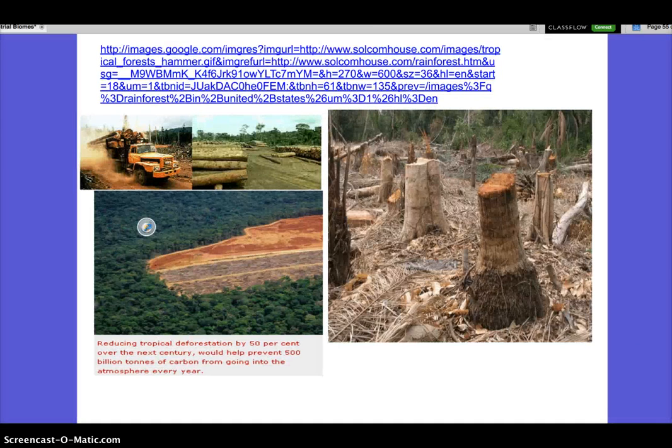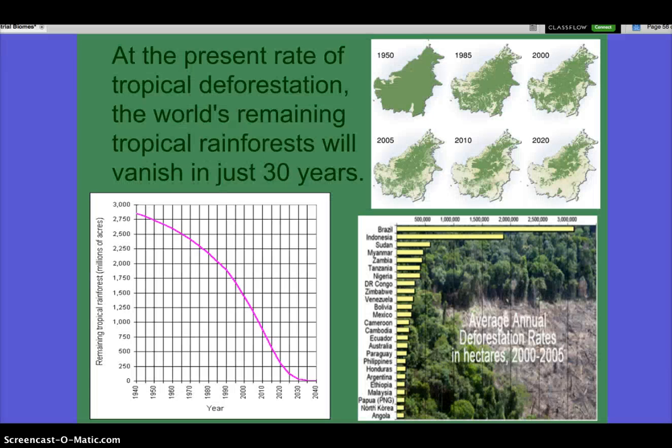Here's a picture of deforestation, and obviously the solution to deforestation is reforestation. At the present rate, the world's remaining tropical rainforest will vanish in 30 years, as you guys mentioned, in our lifetime. And here's a picture in 1950, because we said the last 40 years, and look at the rainforest in just that area alone. It covered the whole area, and now it covers that little section. And those graphs you could look at in a little more detail.